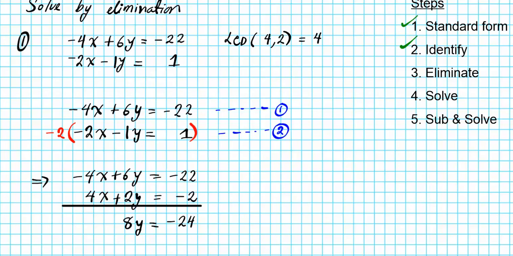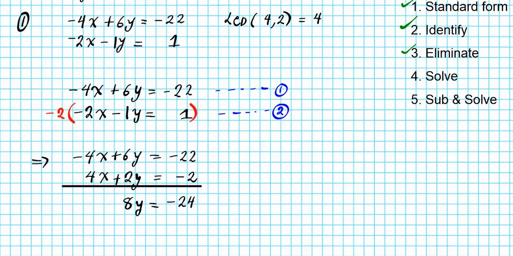So what have we just accomplished? We have accomplished elimination. We have eliminated one of the variables. Now, step 4 involves us solving for the remaining variable, isolating it. That will be our first solution. So divide both sides by 8, and your final result will be y equals negative 24 divided by 8, which is negative 3.